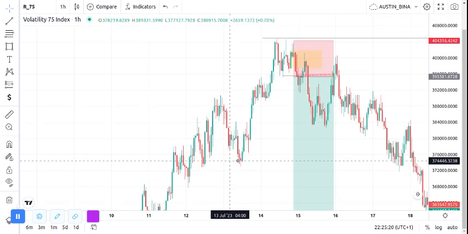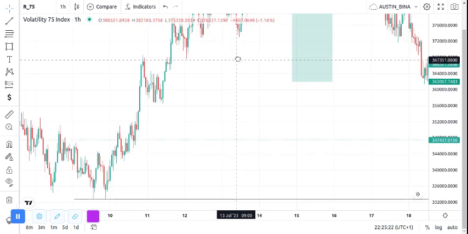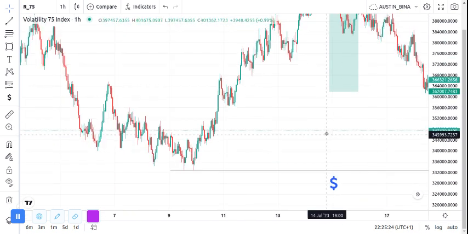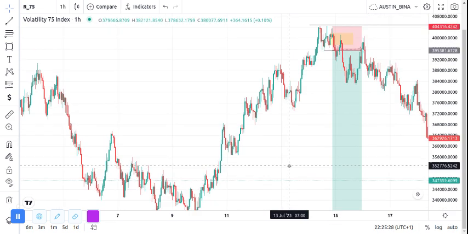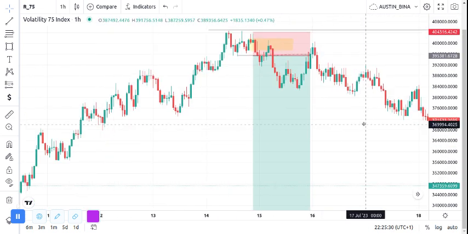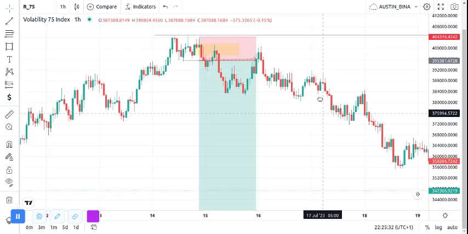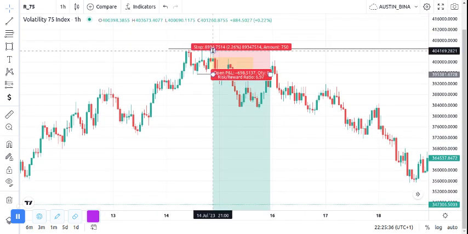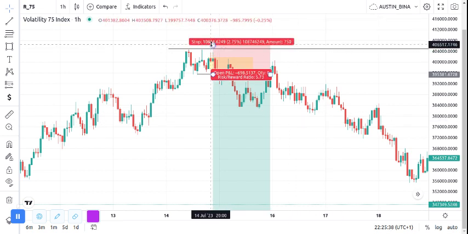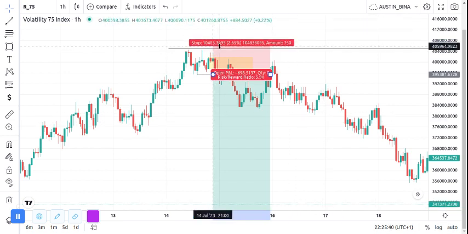I don't want to be greedy, just take 1:3. But if you want to be greedy, you can target the next liquidity pool. And if you did that, this is actually about a 1:6, 1:7 trade. You would have made a whole lot from this trade.